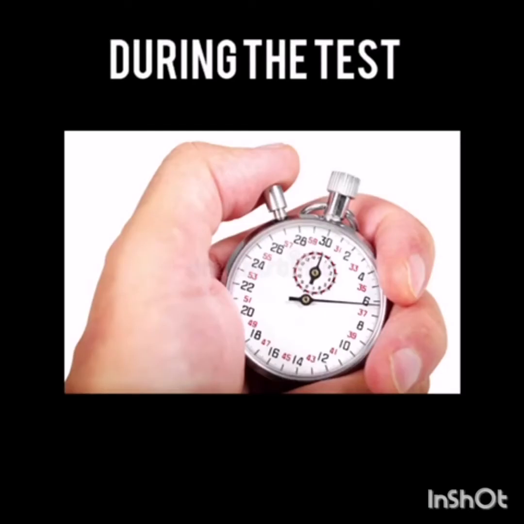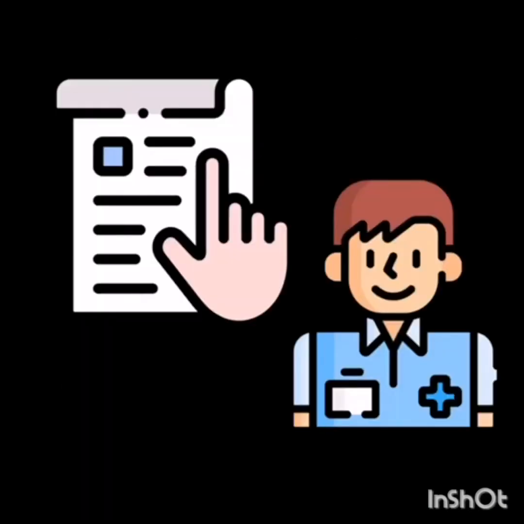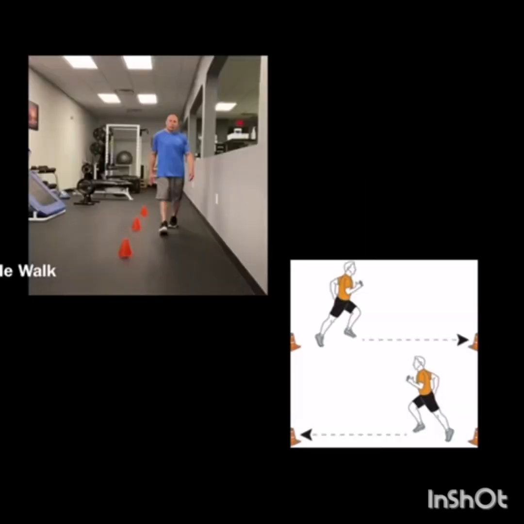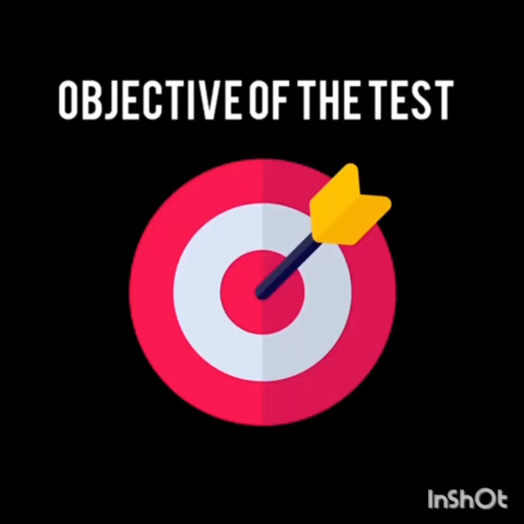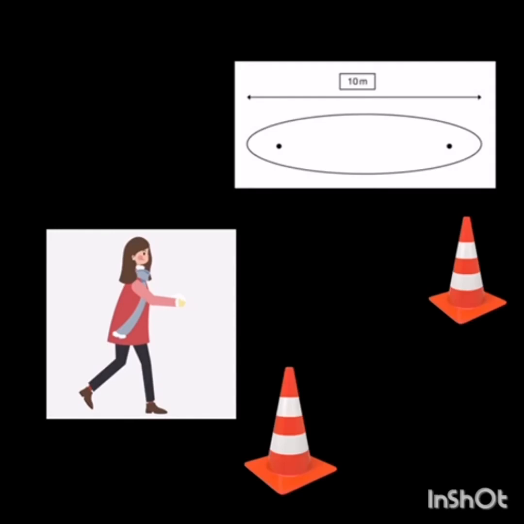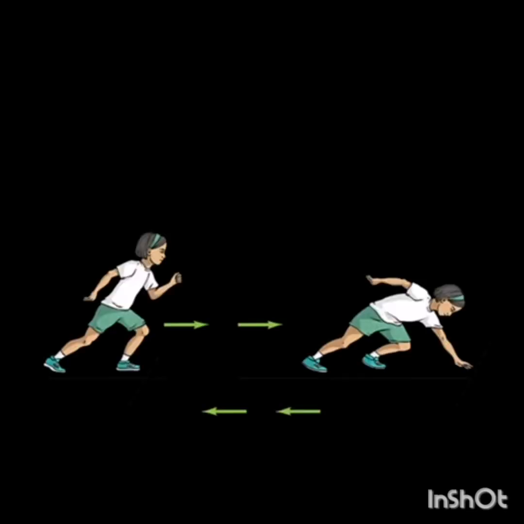During the test, the patient should follow the instructions. This is an incremental shuttle walking test. Objective of the test: to walk as long as possible on a 10-meter round trip, keeping the rate. The patient should concentrate on the speed changes that will be announced using sounds.